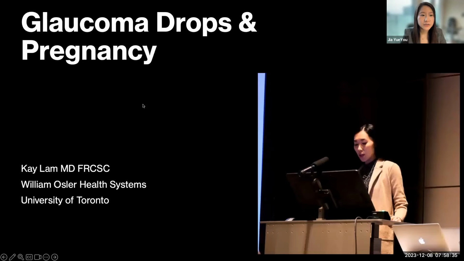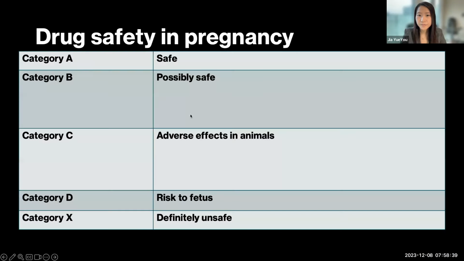Next, we had a great lecture by Dr. Lam about glaucoma drops in pregnancy. So we know in pregnancy, there's a few categories of medications, A being sort of the safest, and then D being with the risk of fetus, X being definitely we cannot give to the patient because they're teratogenic.